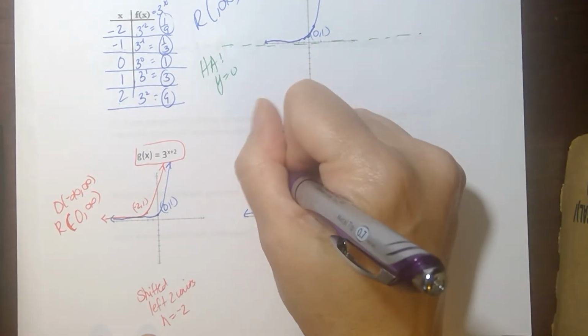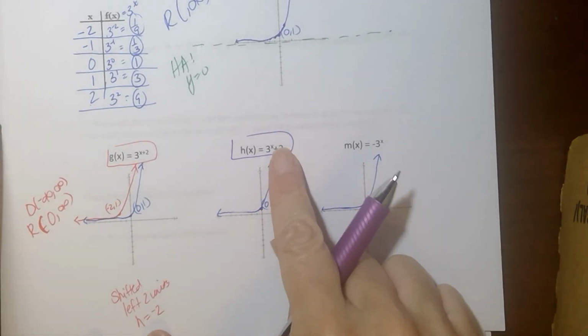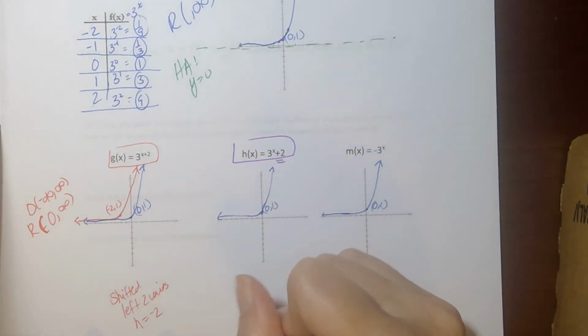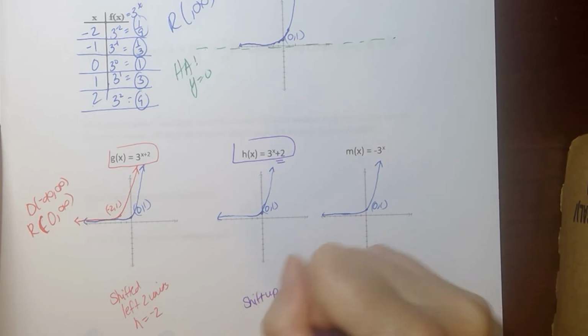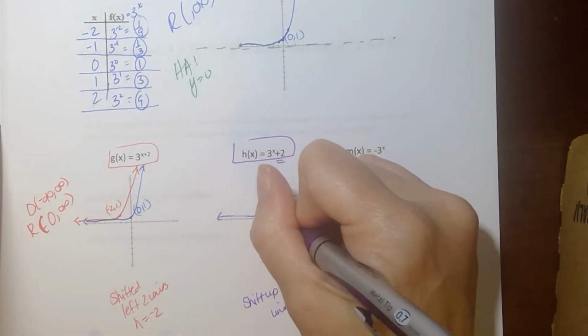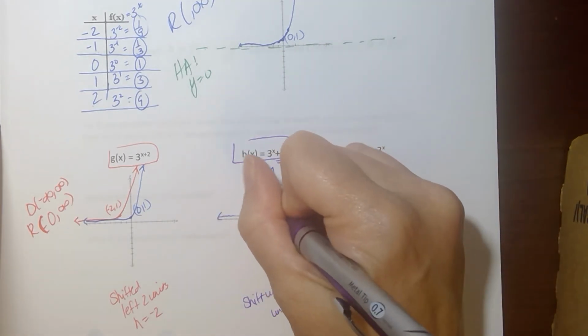Let's do h of x is 3 to the x plus 2. This plus 2 is tacked on at the end, so that is a vertical shift. This graph is going to shift up 2 units. So I'm going to take this point 0, 1 and I'm going to go up 1, 2. So now it's at 0, 3.